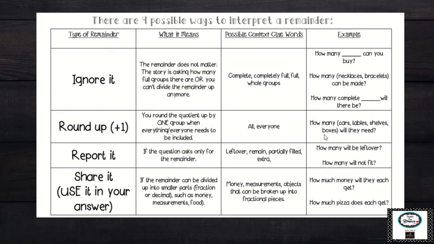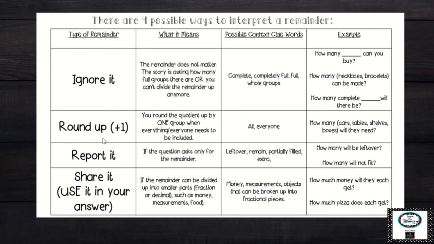Another type of question you might see on a division problem has to do with if they want everything included. That might be fitting people at tables or going in cars, or putting books or some kind of toy in shelves or boxes. In this case, you want everything included. You don't want anything left out. And so you will round the quotient up by one full group. Sometimes we hear that called "round up," but it really means you are just taking that remainder and adding another group to your quotient.